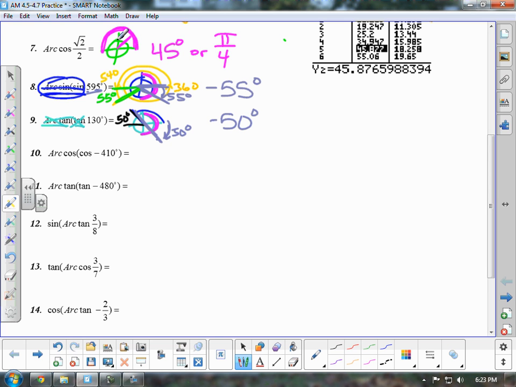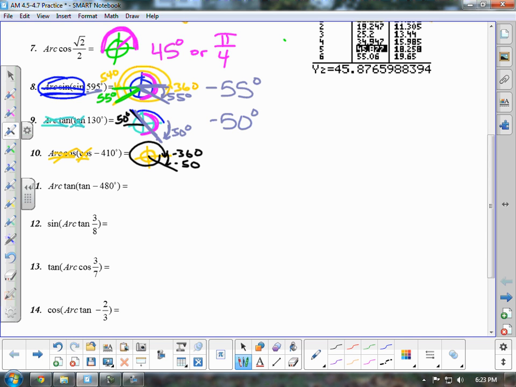Number 10 here. Another one, arc cosine and cosine, they're inverses of each other. They can cancel each other out. So you're left with a negative 410 degrees, which on our unit circle would start here and go all the way to there is a negative 360. And then 50 more degrees would get you to 410.